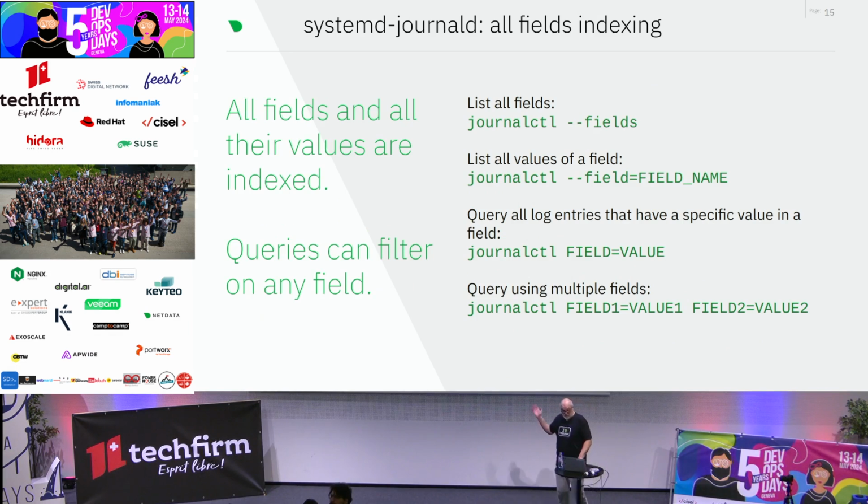It's easy. You can query it like this. You can do journalctl --fields to get all the fields. You can do journalctl -F with the field name, the field key, to get all the values. And then you can query the logs for a specific field and a specific value or a combination of them. That's easy. There's a command line tool.